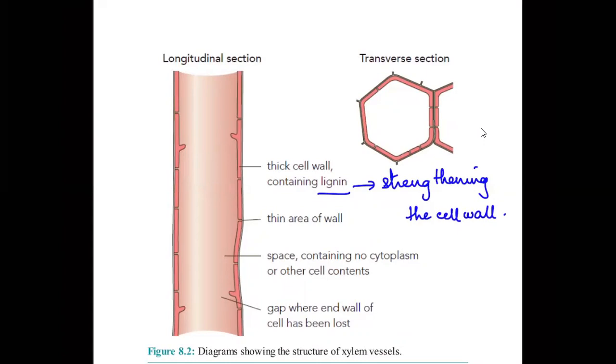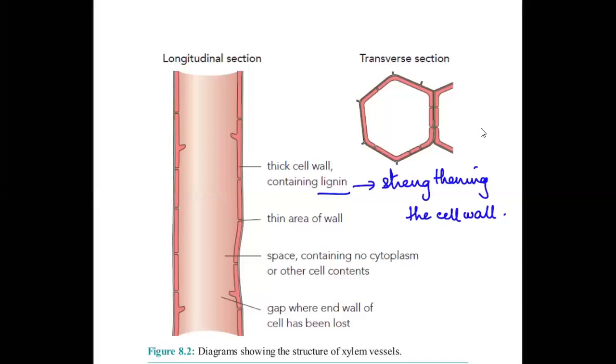Now answer my questions in yes or no. Does xylem have a cell membrane? No. Does it have cytoplasm? No. Nucleus? No. Mitochondria? No. Ribosomes? No. Nothing. Does it have a cell wall? Yes, you can see in the diagram.